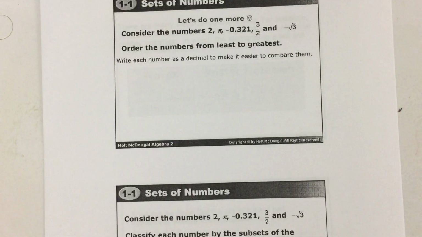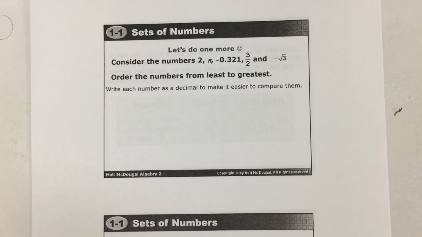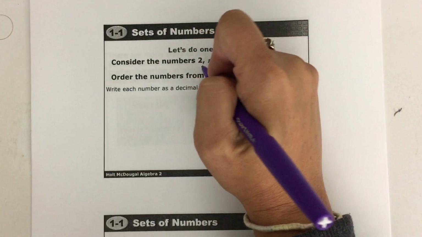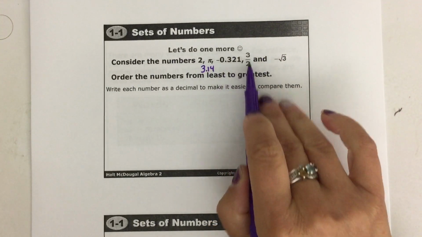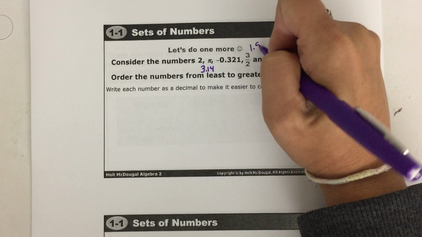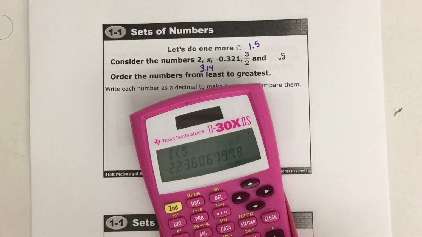Moving on, let's do one more because this is a big skill. Once we get to tests and whatnot, you have to make sure that you're really comfortable doing this. So first off, we want to be able to order the numbers from least to greatest. Again, anything that's not in decimal form, let's go ahead and convert that. 2 is fine. Pi, let's just go 3.14. That's a decimal. 3 divided by 2 is 1.5. Now negative square root of 3 is -1.73.